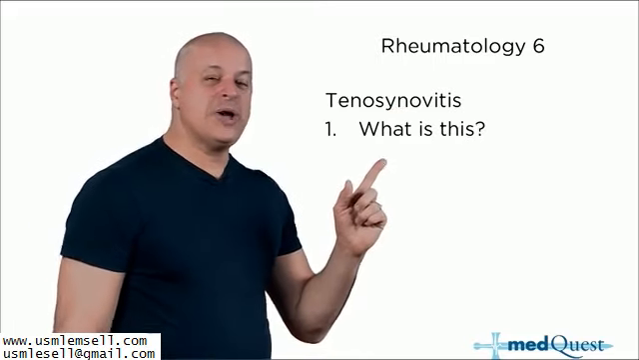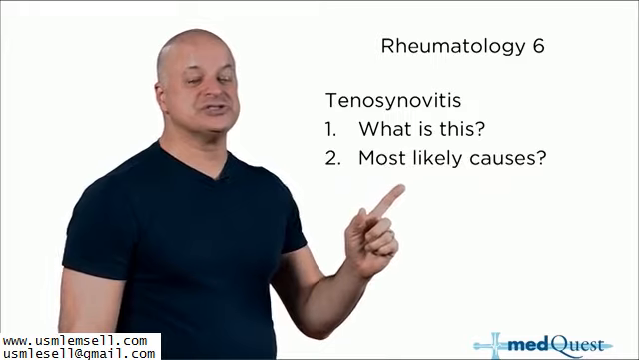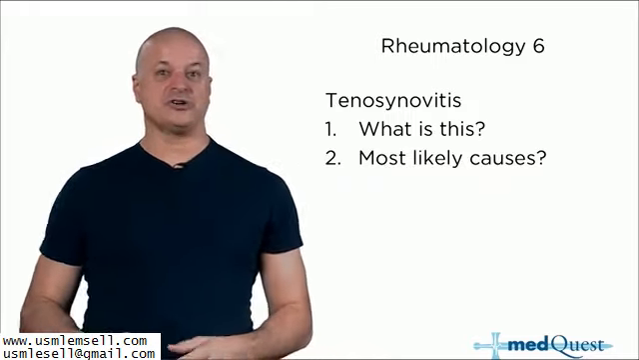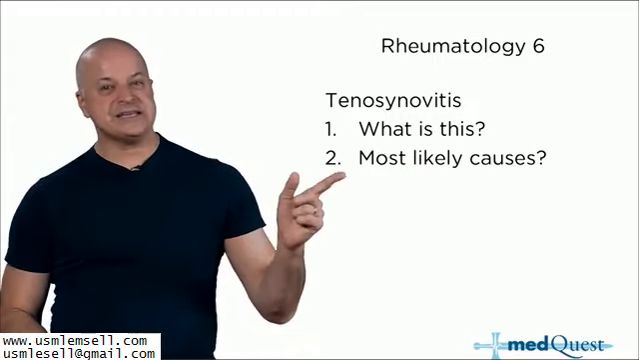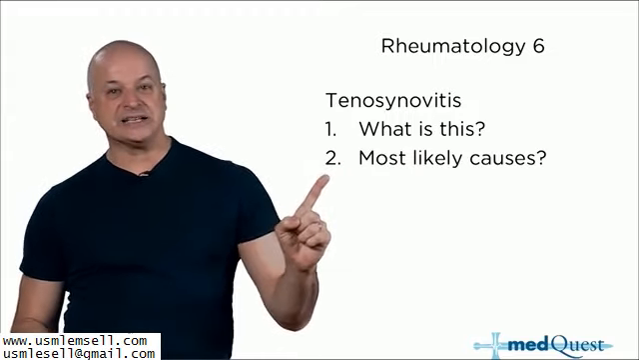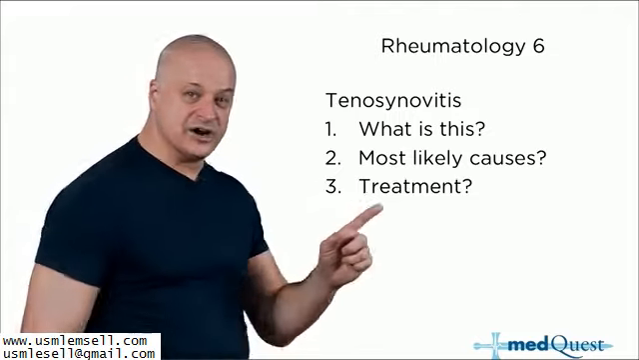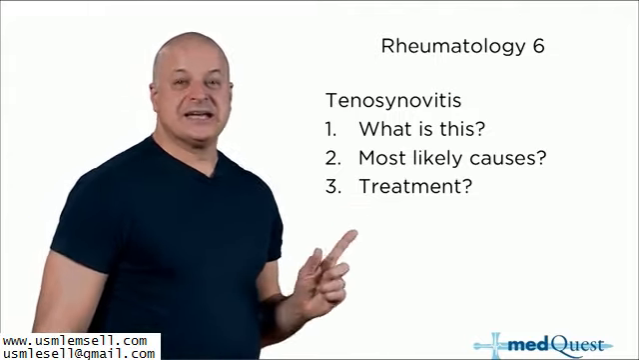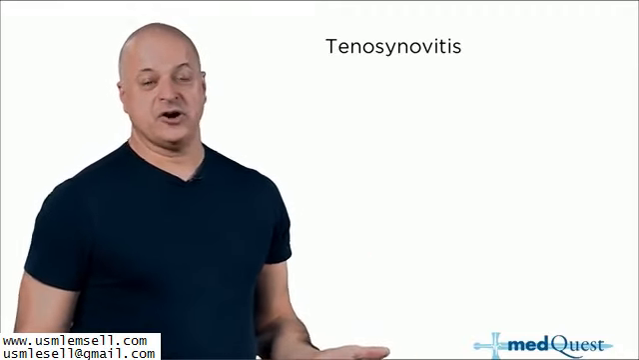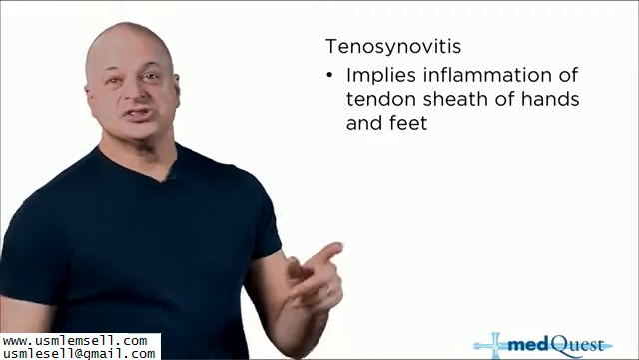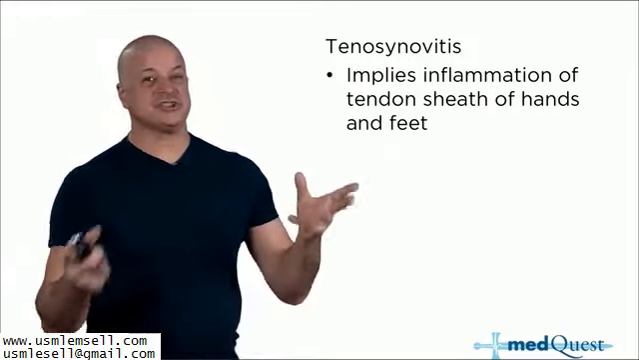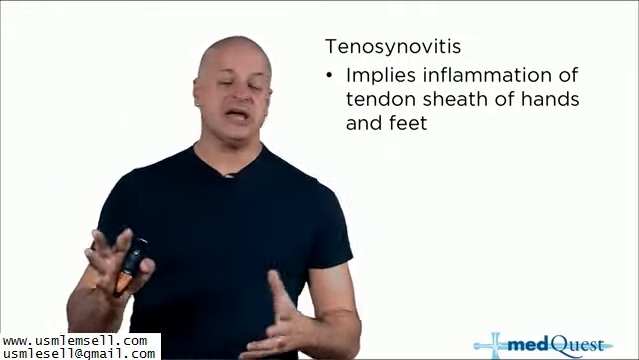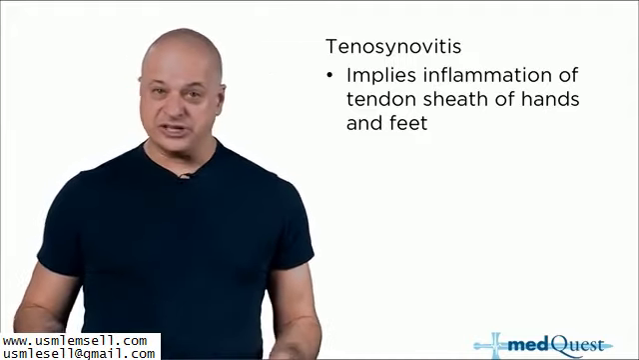And when you have certain infections, like disseminated gonorrhea, you get tenosynovitis from disseminated gonorrhea. The treatment for tenosynovitis is to correct the underlying cause, or anti-inflammatories. So inflammation of the tendon sheaths of the hands and feet. Now, this is important because if you have disseminated gonorrhea, gonorrhea is a very difficult organism to diagnose.